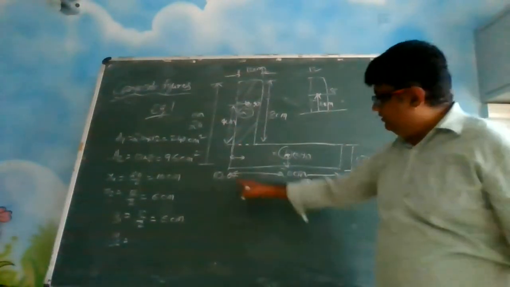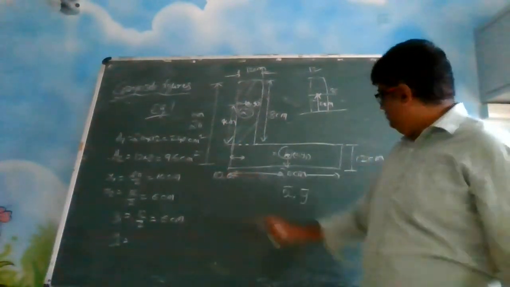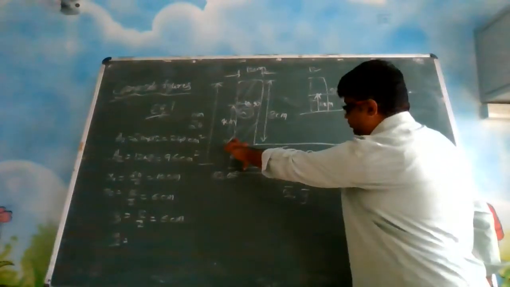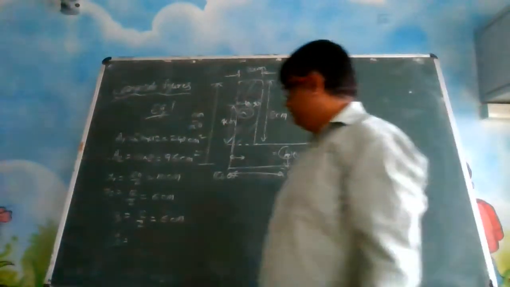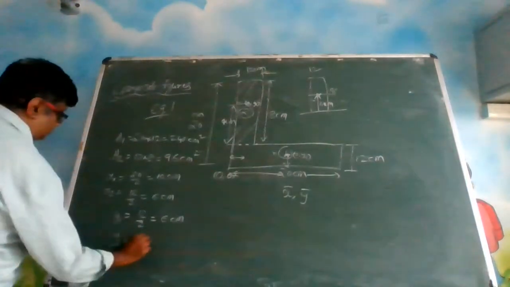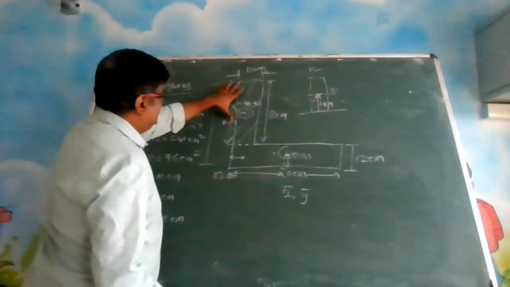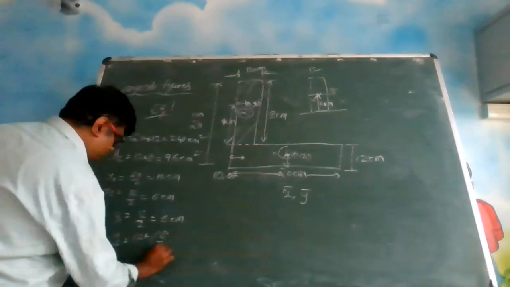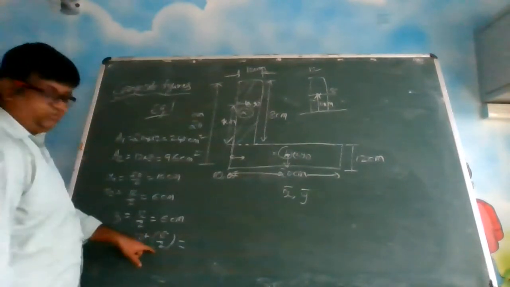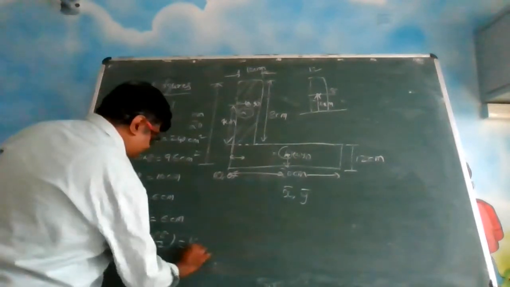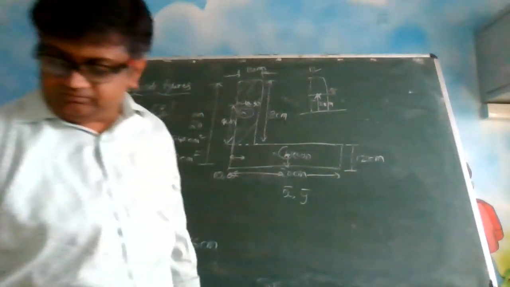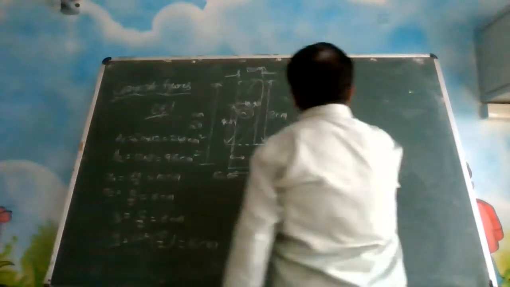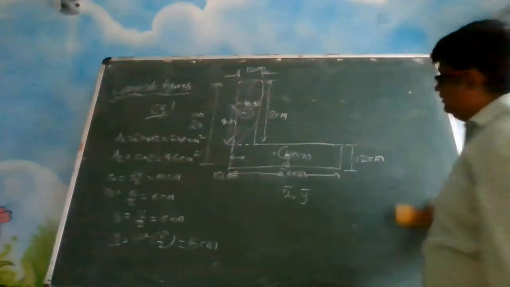But from where you have to take? You have to take from here. So you have to add this distance also. This distance is 12. 12 plus 4, 16. You have to put 12 plus 8 divided by 2. 8 by 2 is 4. 4 plus 12 is 16. Once you have calculated that, you have to put it in the equation.